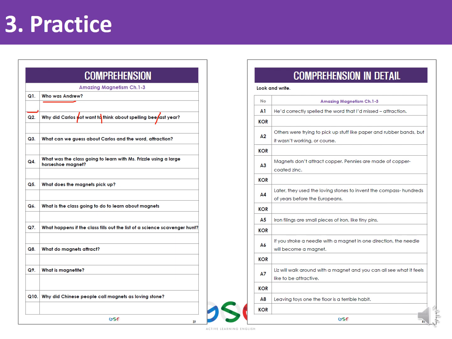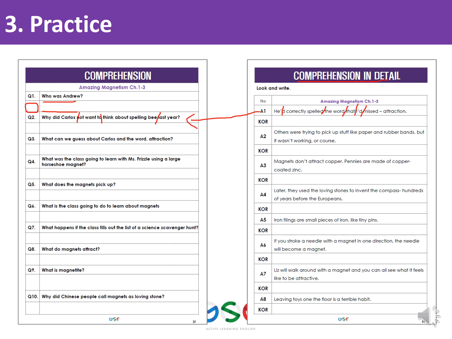For the boxes over here, you have to write the page numbers and please write the complete sentences. For the next assignment, you have to fill this out and then I'm going to share the answers. Then you have to see the answers and check them, take a picture and send it back to me. We have a comprehension in detail and here it says he correctly spelled the word that I missed, attraction. Okay. This is connected to question 2 in comprehension.